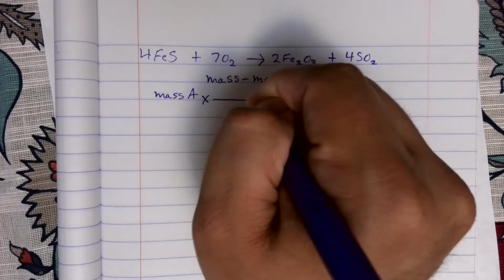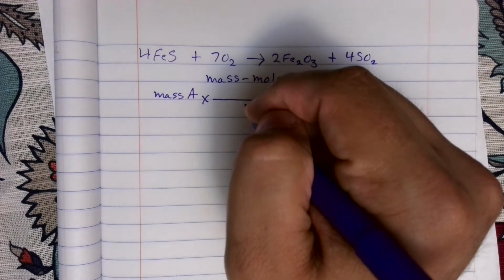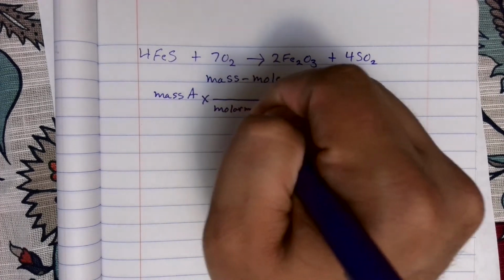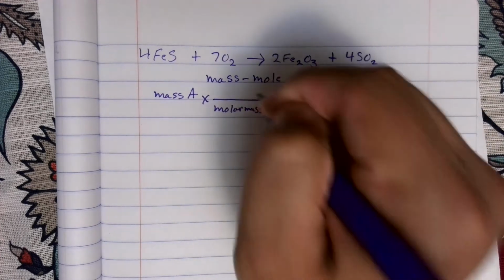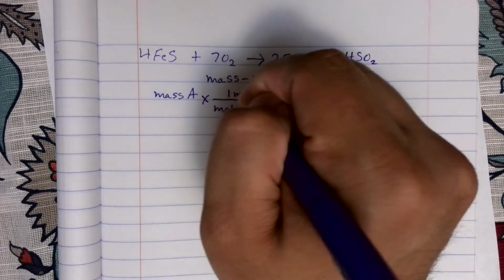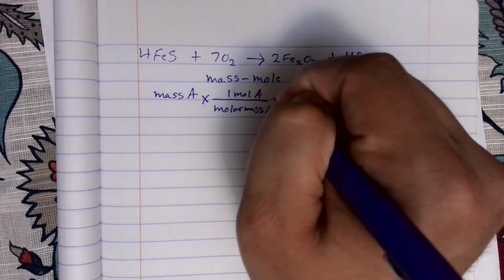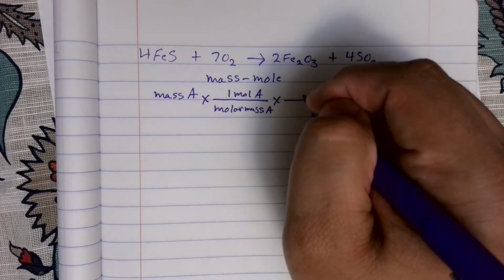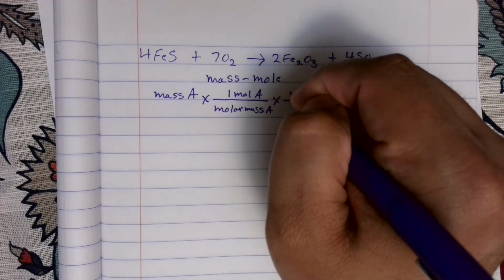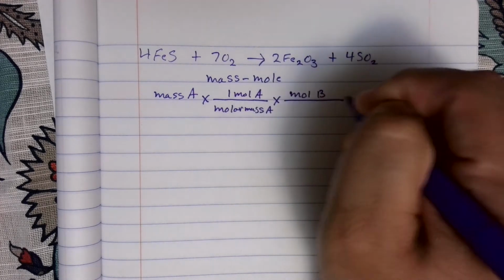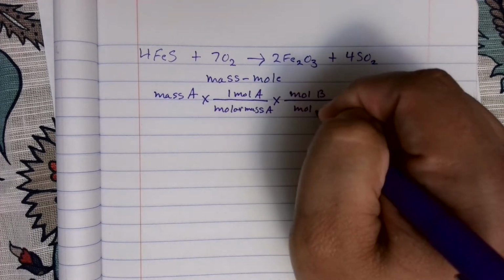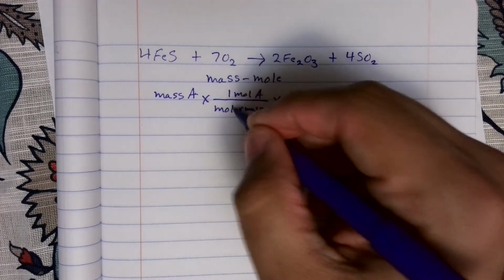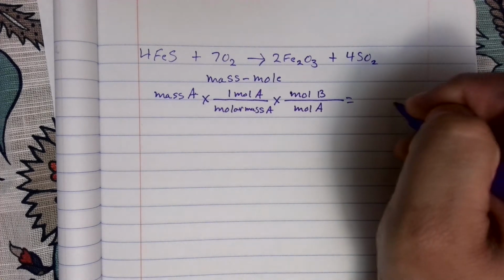It's going to be setting up our conversion factor, and on here we're going to have the molar mass of A on the bottom, over 1 mole of A. And then we're going to have our mole ratio, the mole ratio of B over mole of A. Those two cancel and those two cancel, then our answer is going to now be in moles of B.